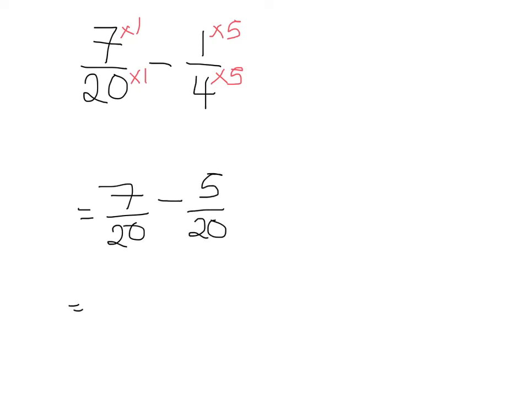And we subtract as we normally would. So 7 take away 5 is 2. It's 2 over 20. Now actually this leaves us with equivalent fractions, so we can simplify it down like we have done previously. Both of these numbers are even, so I'm going to divide top and bottom by 2. And remember, whatever I do to the top, I must do to the bottom. So that would leave us with 1/10.